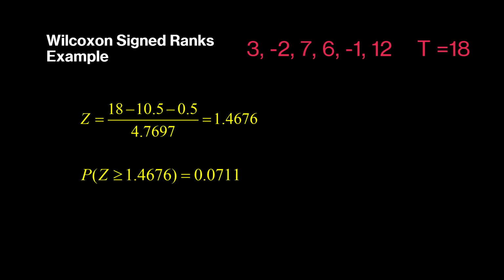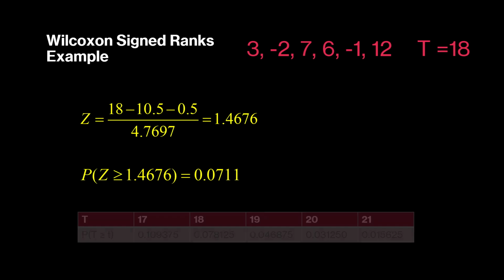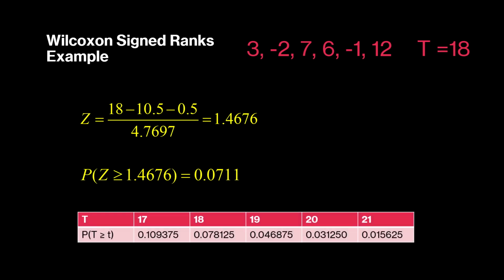Now just for grins, even though we only have 6 values here so it's nowhere near a large sample, I'm curious as to what the exact value is. Here's the probability table. For our t of 18, notice that the probability of getting 18 or greater than 18 is 0.078. So we had an approximate value of 0.071 and an exact value of 0.078. Considering that we had only 6 observations, you should be quite impressed with this approximation.